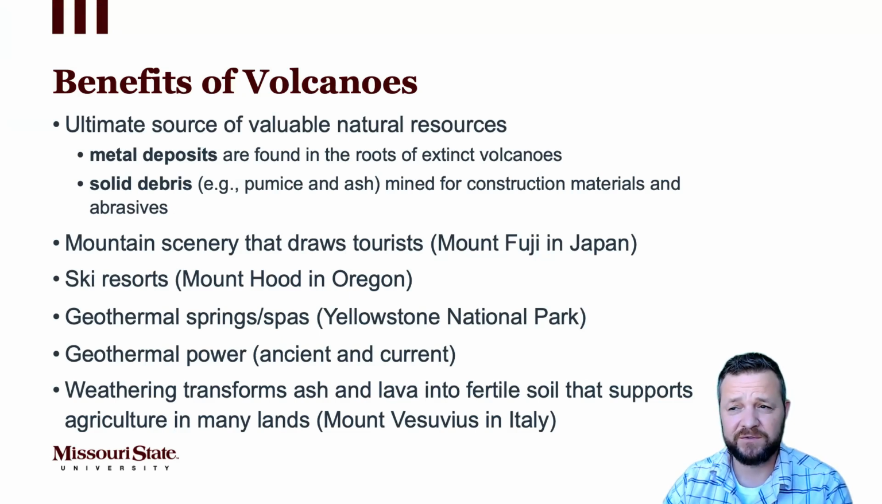They're spectacular sources of things like metal deposits and solid debris, pumice and ash we mine. They make really fertile agricultural lands. The ash and volcanic rocks degrade into very good soils. So there are lots and lots of benefits to living around a volcano, but in order to safely do so, you have to know the hazards and you have to be able to take some mitigating steps to protect yourself.